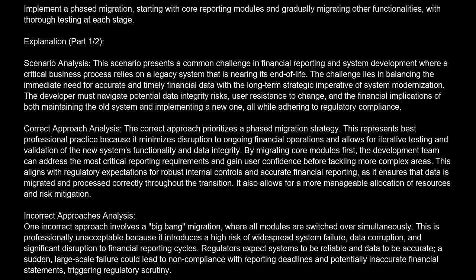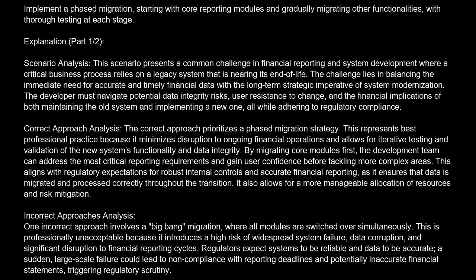relies on a legacy system that is nearing its end of life. The challenge lies in balancing the immediate need for accurate and timely financial data with the long-term strategic imperative of system modernization. The developer must navigate potential data integrity risks, user resistance to change, and the financial implications of both maintaining the old system and implementing a new one, all while adhering to regulatory compliance.